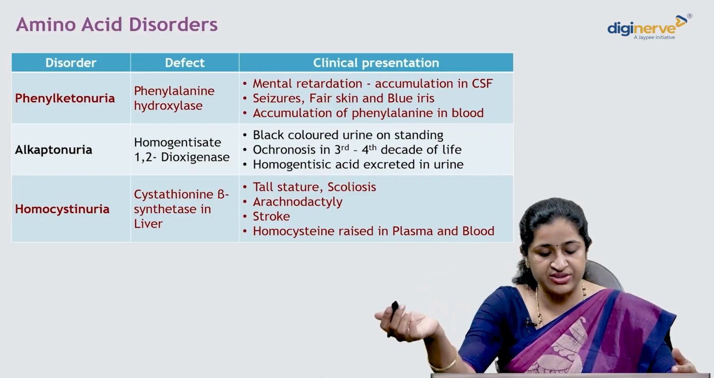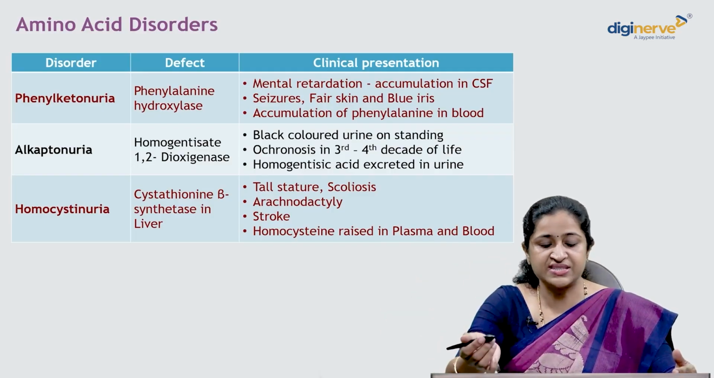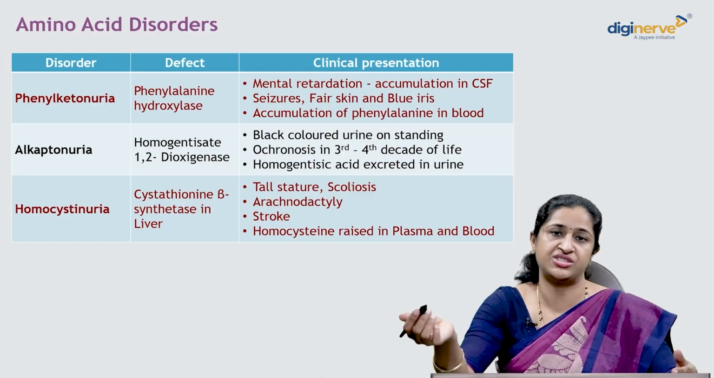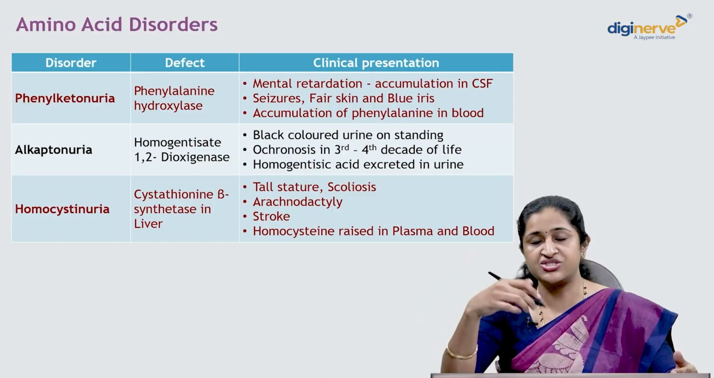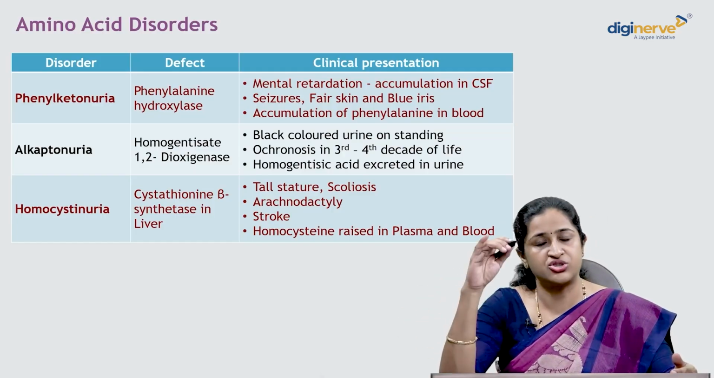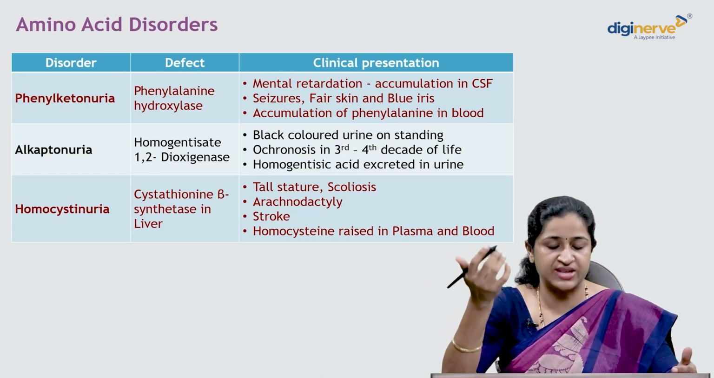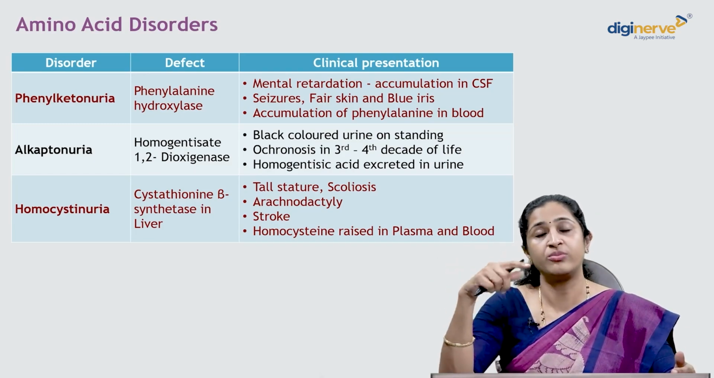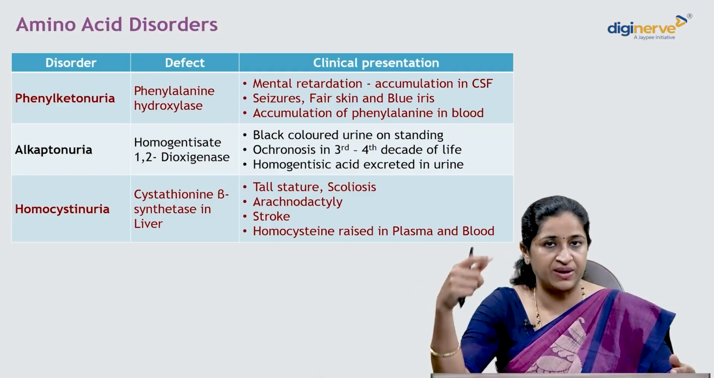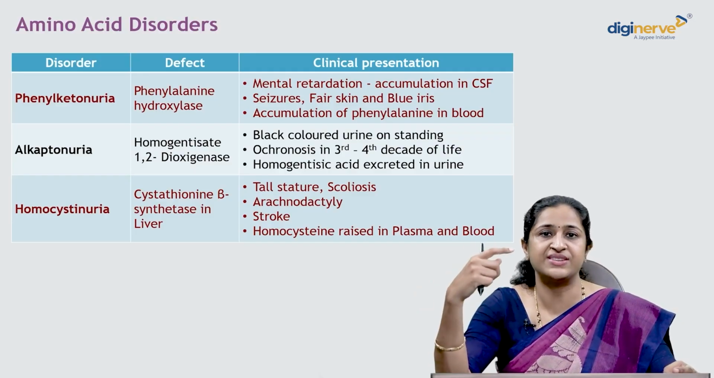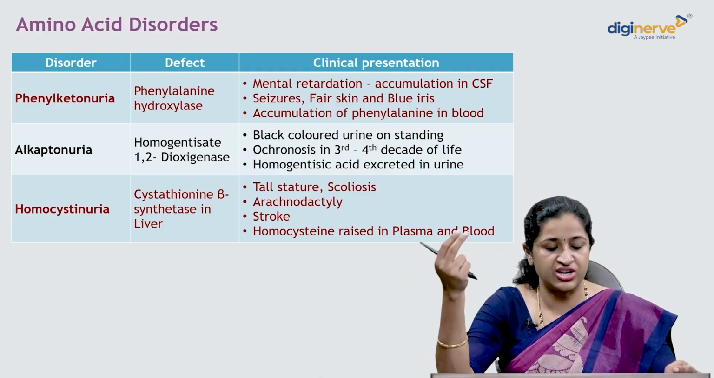Homocystinuria, a DD of Marfan syndrome. Here you have the cystathionine beta synthetase deficiency which is occurring in the liver. These children are very similar to Marfan's: tall stature, kyphoscoliosis, arachnodactyly, and you have homocysteine elevated in the blood and plasma, and they have a tendency for stroke in young childhood.